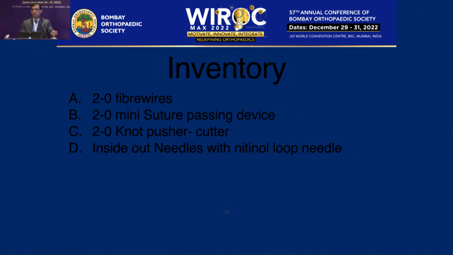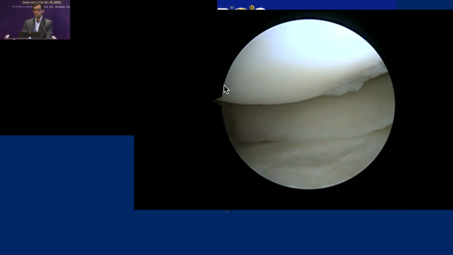So inventory: 2-0 fiber wire, most of the Indian and all standard companies also have 2-0 as well as the tape. These are the three instruments: 2-0 mini suture passing devices. They come in disposable as well as autoclavable instruments. 2-0 knot pusher, as Bhushan sir has shown, with the cutter, and inside-out needles with net-on loop. All the companies do have this. You can ask your friend or any company person to supply that which has already been used, and you can make them ETO sterilized at your institute.